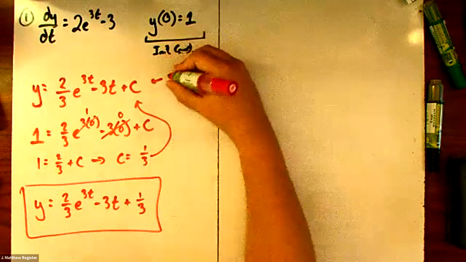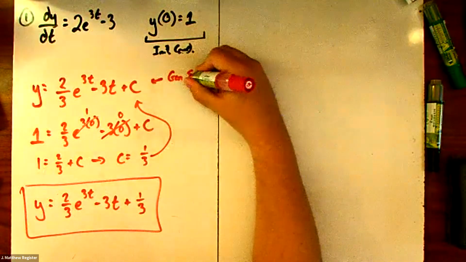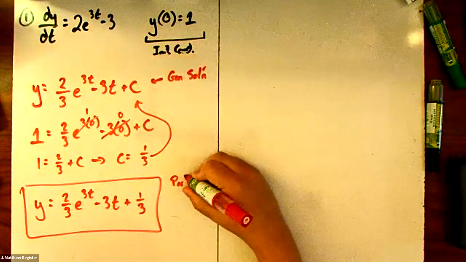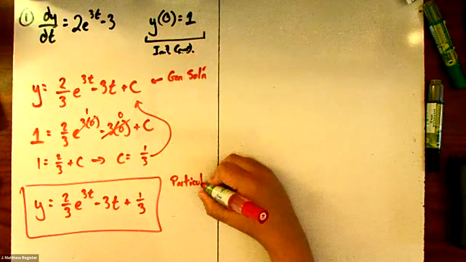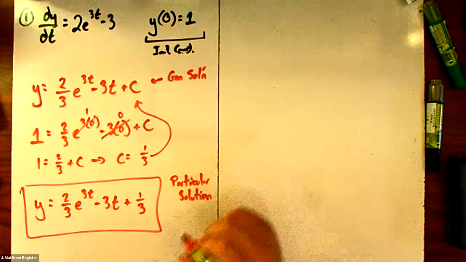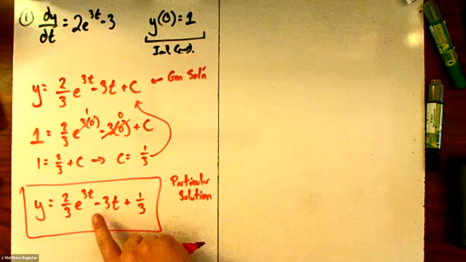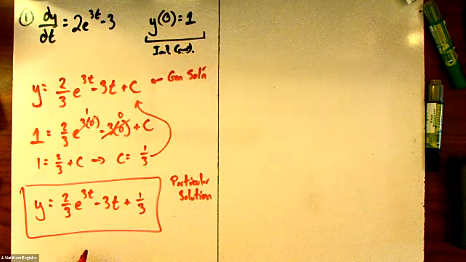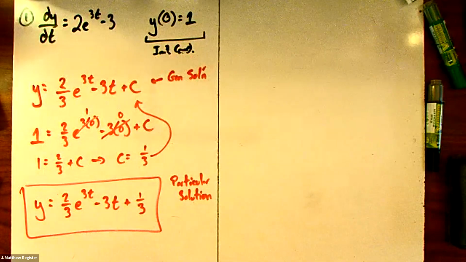So this was the general solution. And then this is the particular solution. And it's called that because this is the solution which has this particular initial condition. And typically your goal is going to be to find this particular solution.